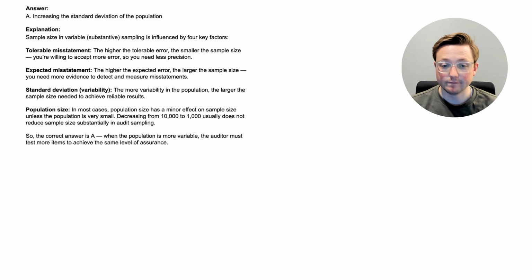Sample size in variable or substantive sampling is influenced by 4 key factors. Tolerable misstatement: the higher the tolerable error, the smaller the sample size. You're willing to accept more error, so you need less precision, and vice versa. If the tolerable error is lower, then you are going to have a higher sample size. Expected misstatement is another factor: the higher the expected error, the larger the sample size. You need more evidence to detect and measure misstatements. Standard deviation or variability: if there's more variability in the population, the larger the sample size needed to achieve reliable results.